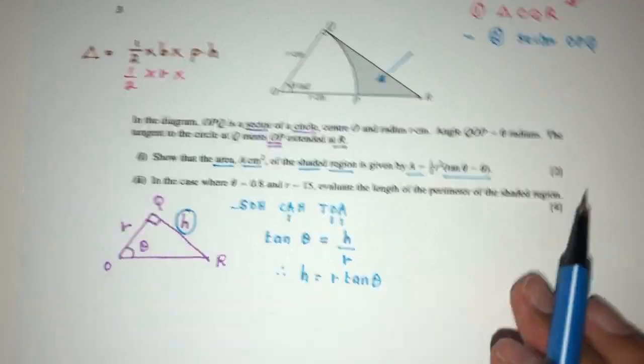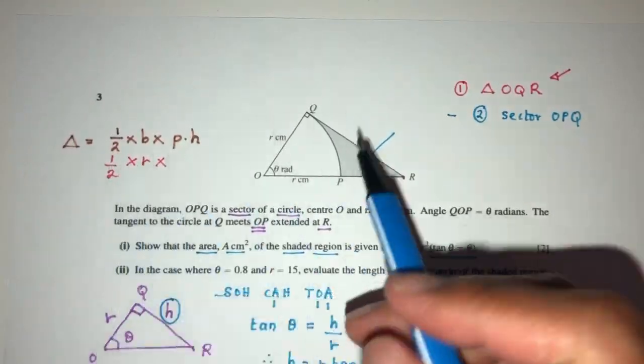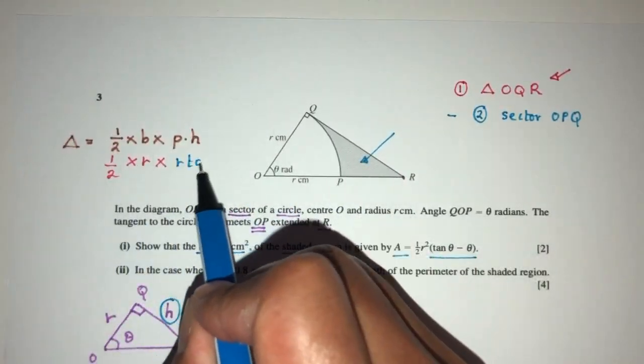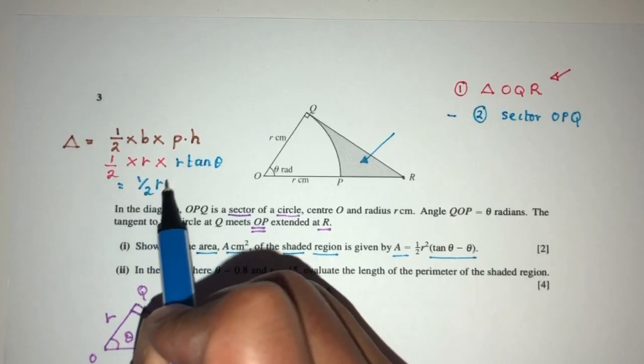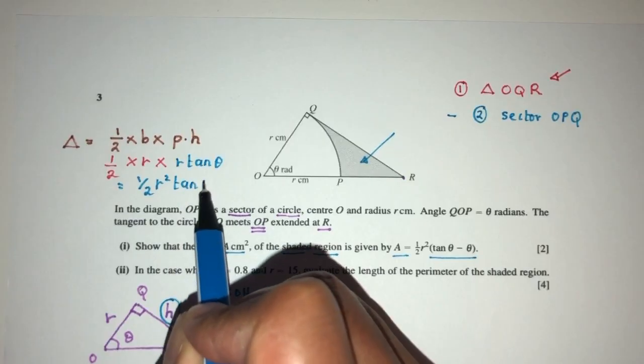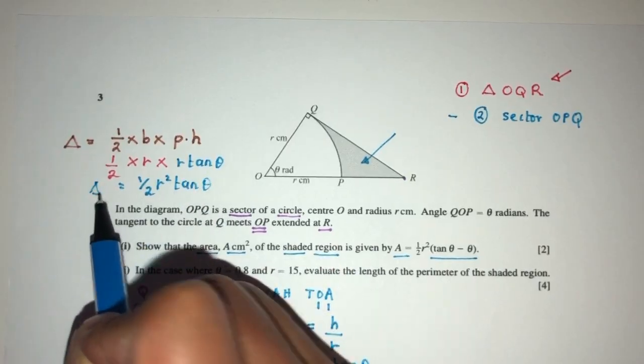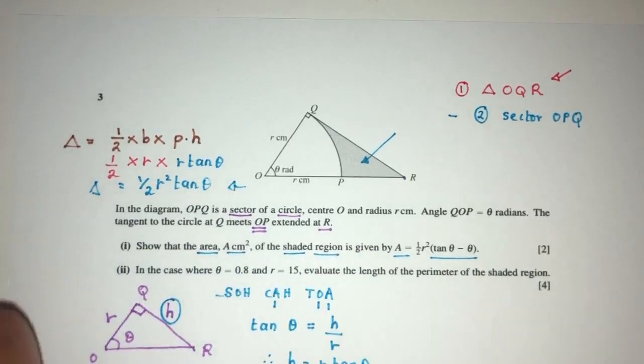Replace back in your main equation, half times base times height. This will be the area of the triangle. This is part 1 of the question. So here we're able to find the area of this triangle.